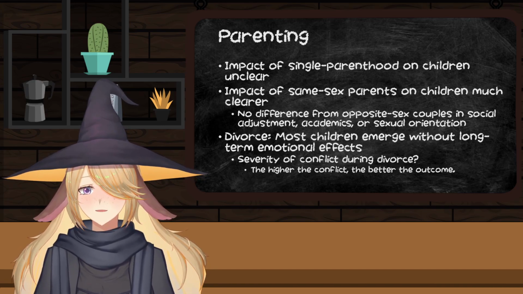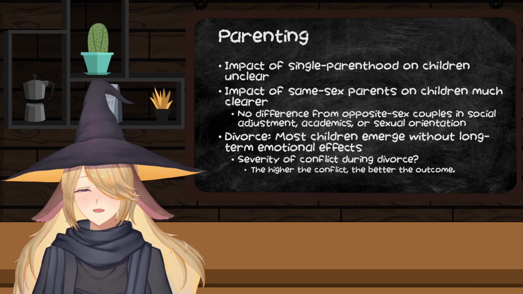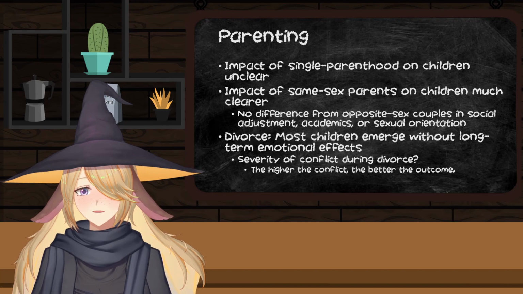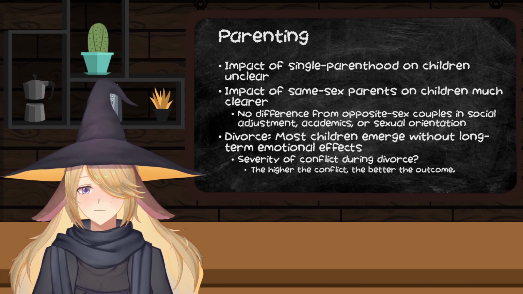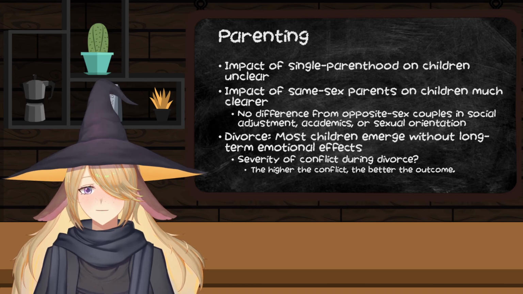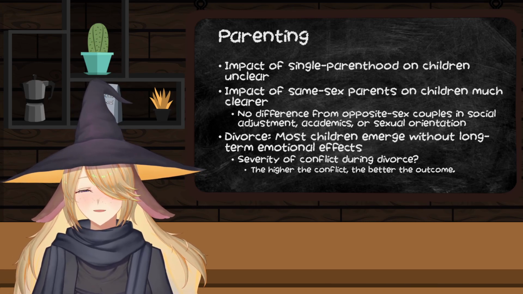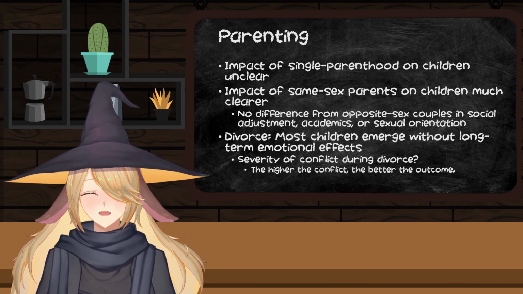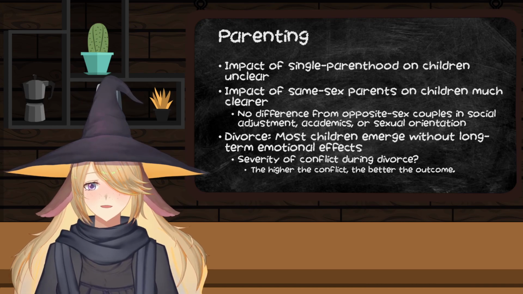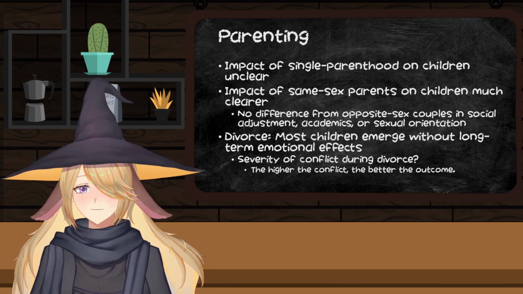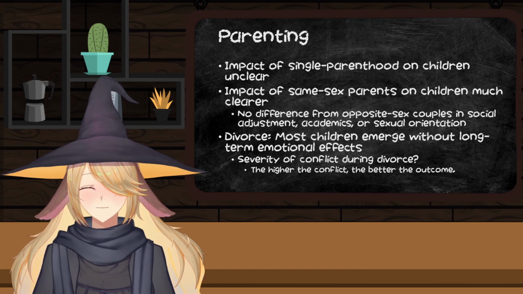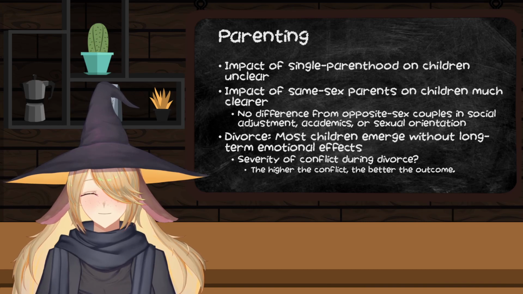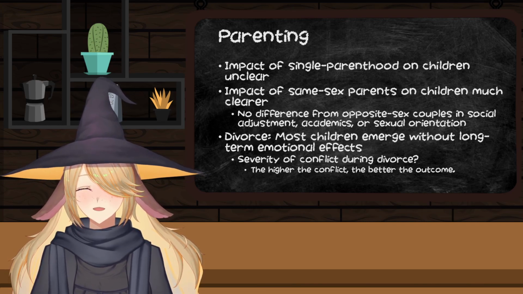Now, when it comes to divorce, most children don't have long-term emotional difficulties resulting from divorce. A lot of it comes down to the severity of the divorce. The less conflict there is, the better the outcome in general. So the opposite of what my slide says. But in general, again, the core idea here is that it's not really about any specific thing. It's more about having a consistent environment and making sure their basic needs are met, which is going to propel children toward a more stable developmental course.